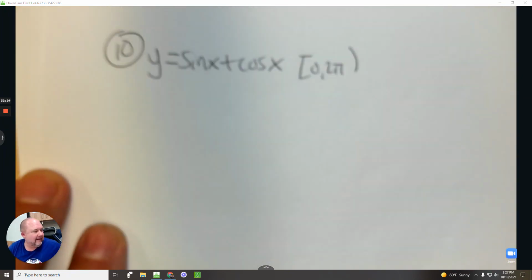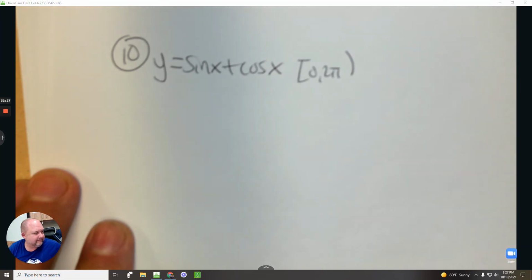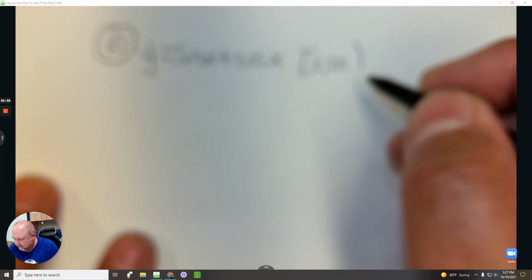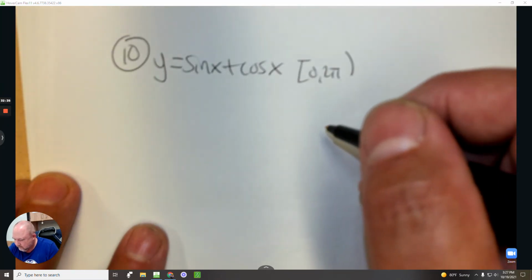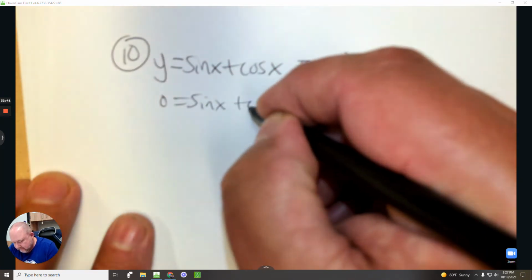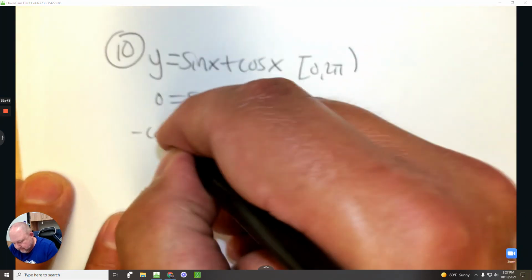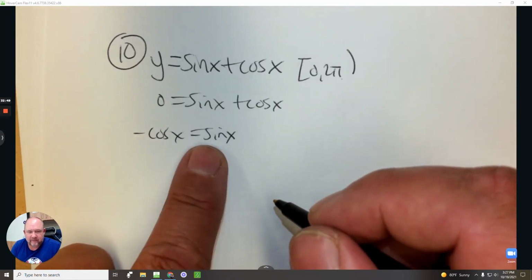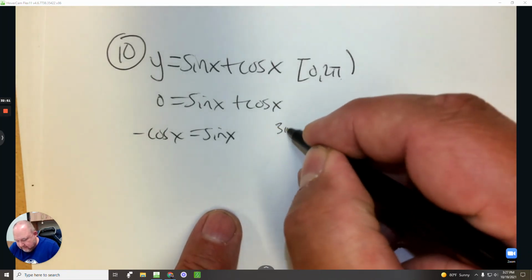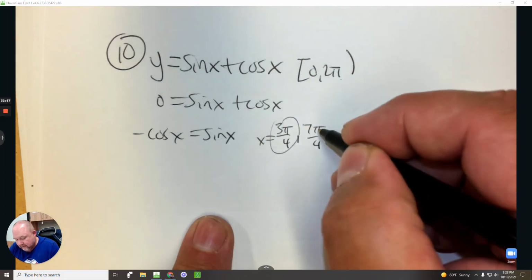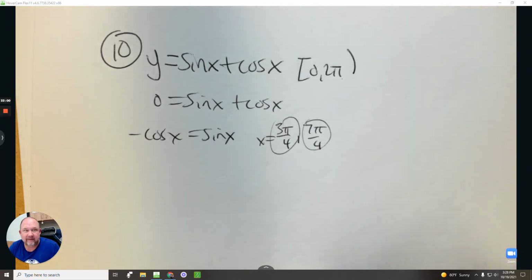So for number 10, make sure I'm doing this correctly. It says find the domain. Well, the domain goes from 0 to 2 pi. The x and y intercepts. So if I make it equal to 0, at what angles are they equal to each other, but one's positive and one's negative? So that's at 3 pi over 4 and at 7 pi over 4. So at these angles, sine and cosine have the same value, but one's positive and one's negative.